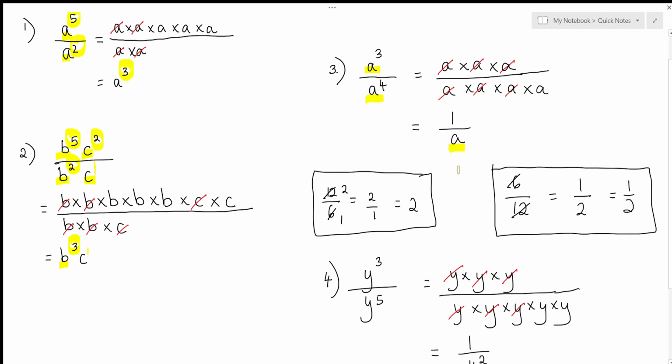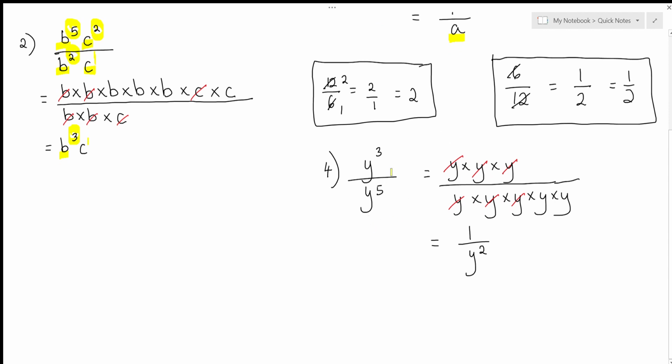The same applies for number 4. Number 4, you have more y's underneath. So when you're working it out, you're going to get left with 2 y's underneath. So it's going to be in the form of a fraction 1 over y squared.